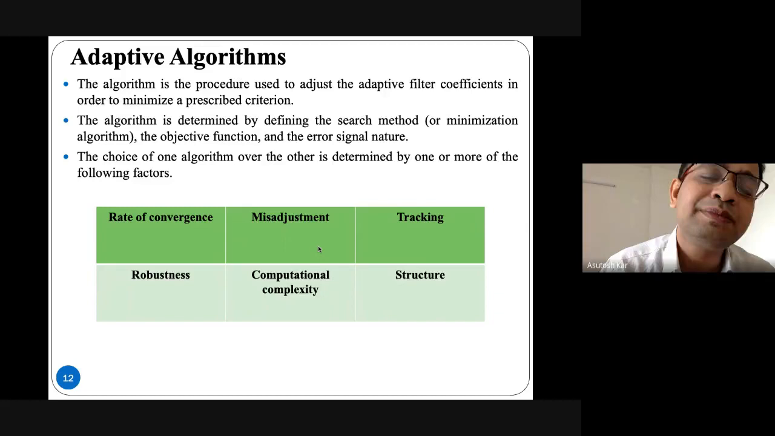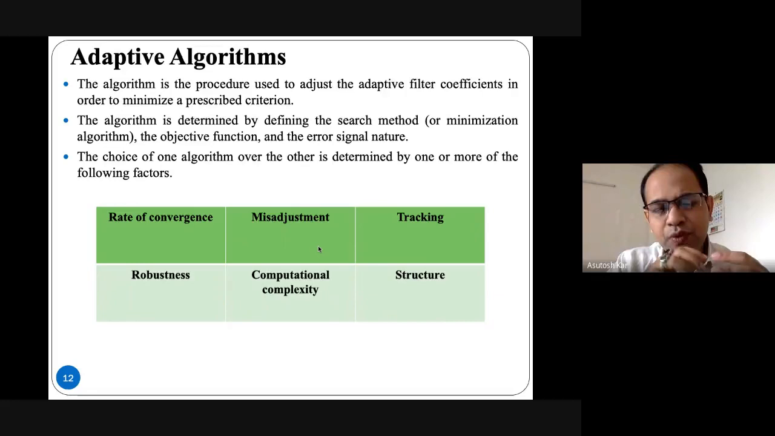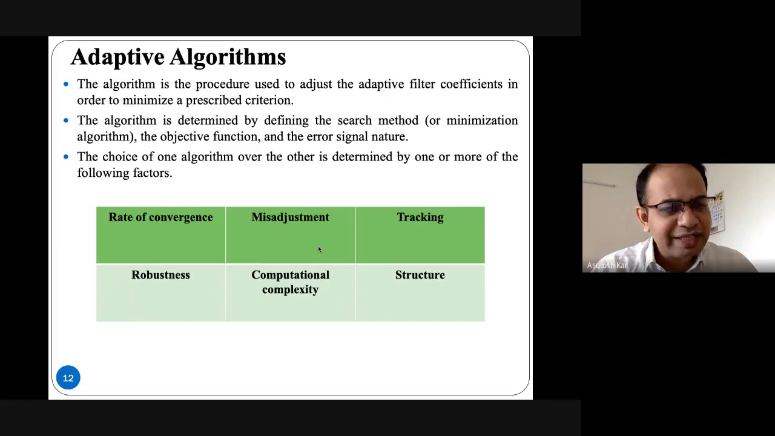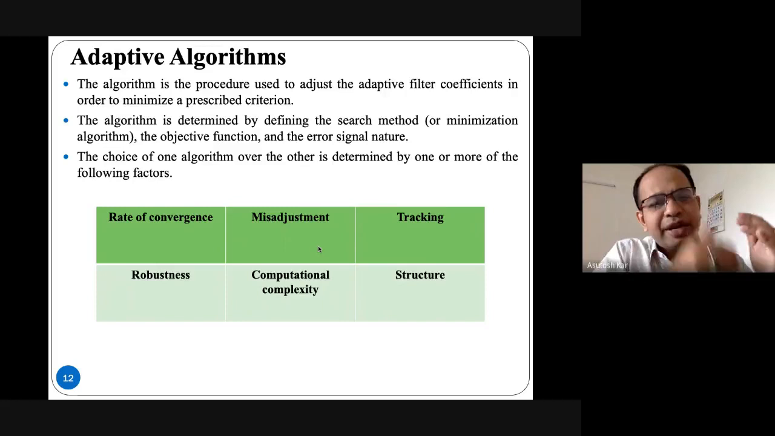That is telling how the filter weights or coefficients should update themselves, because it's a peculiar filter. The filter can change its impulse response in the due course of the process. The filter can change its coefficients. Change means the coefficient value can increase, the coefficient value can decrease.